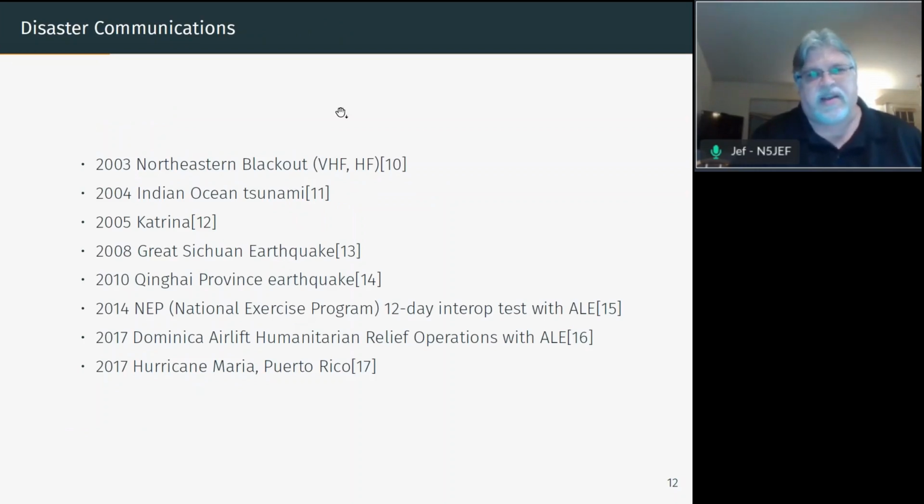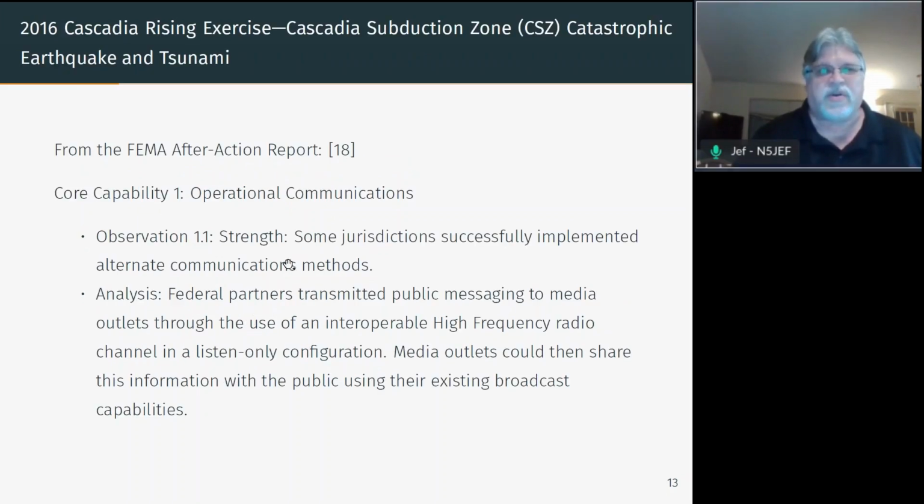Disaster communications. These are actually examples where FEMA went in and amateur HF was part of their emergency preparedness and emergency response. And you can just see for yourself, 2003, the Northeastern blackout, VHF and HF, Katrina, large earthquakes in Asia. Usually there are national exercises every year, and so on. So it is taken very seriously.